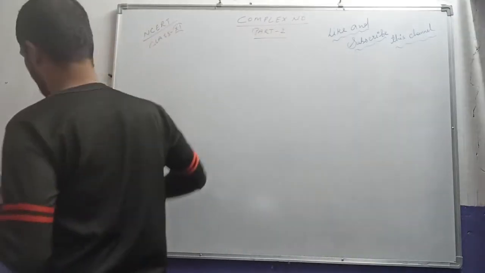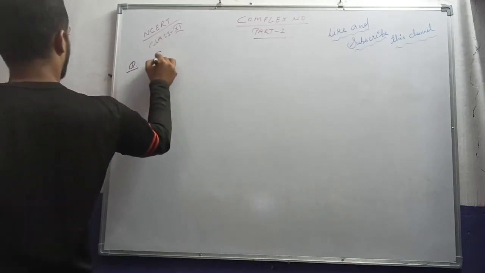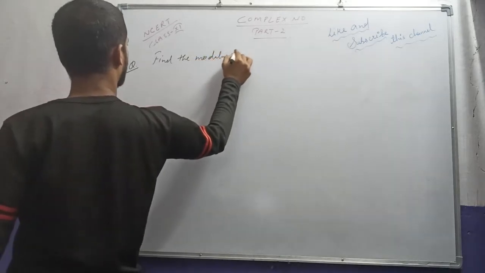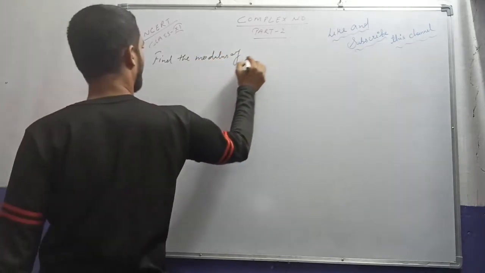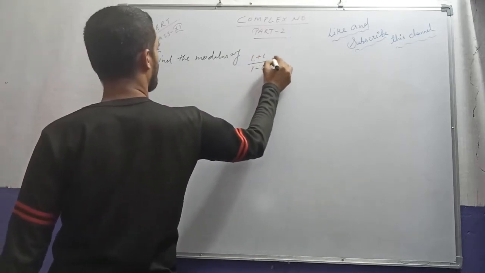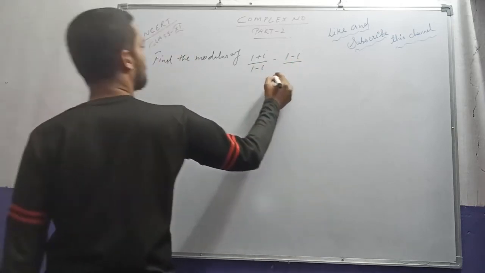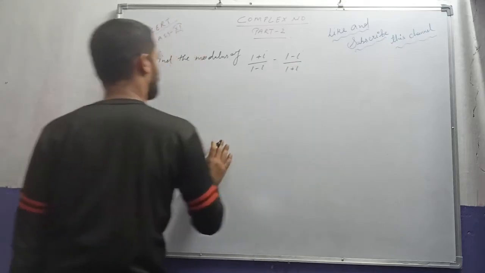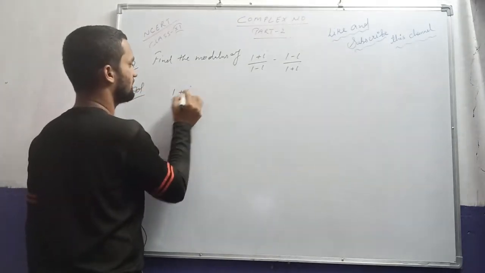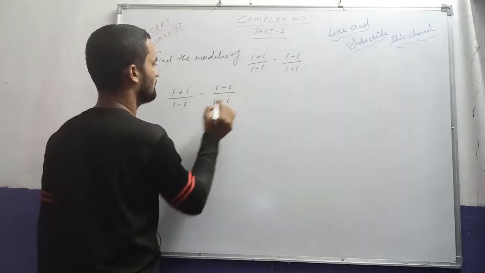So, again we are taking one question: find the modulus of 1 plus i upon 1 minus i, minus 1 minus i upon 1 plus i. So solution: 1 plus i upon 1 minus i minus 1 minus i upon 1 plus i.